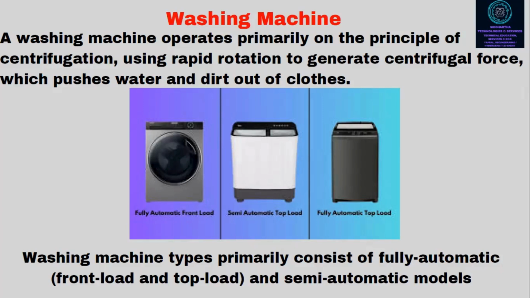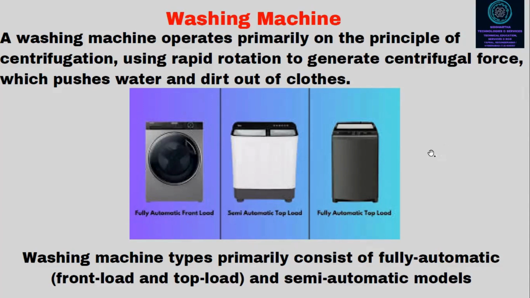Mainly there are three types of washing machine: fully automatic front load, semi-automatic top load, where you put everything in from the top, and fully automatic top load washing machine. There are manual machines also, which are not at all automatic, which means everything has to be manual. There will be different compartments, and from one compartment you have to take out your clothes and put them in the other, one being the wash area and one the dryer or spinner. So likewise, you get different types of washing machine in the market according to your requirement. Washing machine types primarily consist of fully automatic front load and top load, and semi-automatic, as I have already discussed. So this is about washing machines.